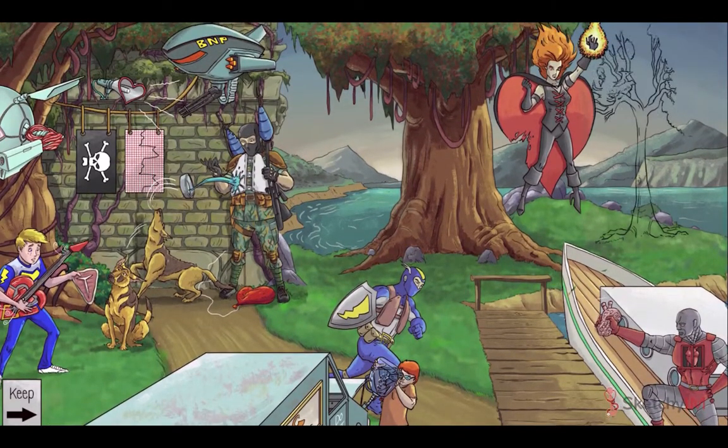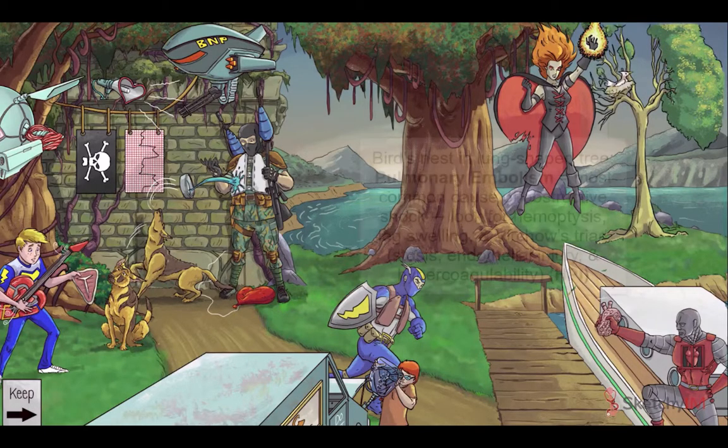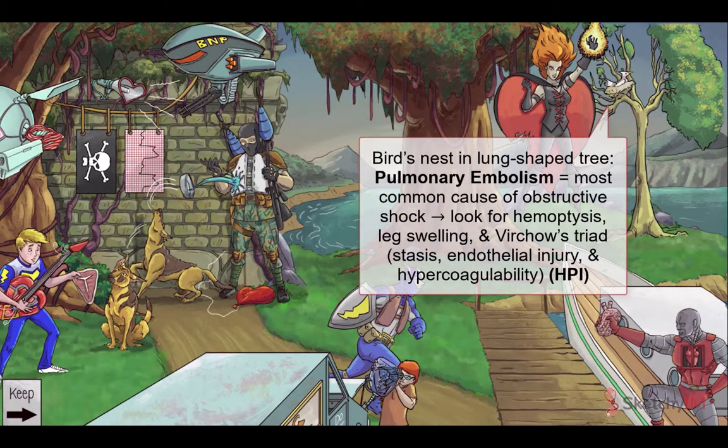The most common cause of obstructive shock overall is pulmonary embolism, represented by our recurring Sketchy symbol, the bird's nest obstructing the leaves of that lung-shaped tree. Patients with PE will also present with symptoms such as hemoptysis and leg swelling, along with the historical factors of Virchow's triad: blood stasis, endothelial injury, and hypercoagulability.